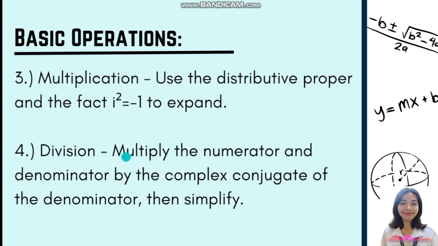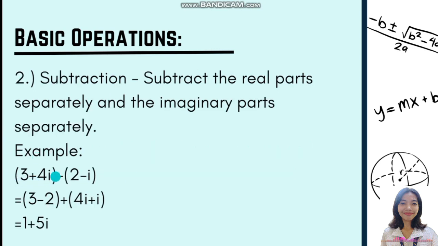And then next we have the division. In division, you just have to multiply the numerator and the denominator by the complex conjugate of the denominator. Then simplify. If we're going to say conjugate, a conjugate is changing the sign between two terms. For example, we have 3 plus 4i. The conjugate of 3 plus 4i is 3 minus 4i.